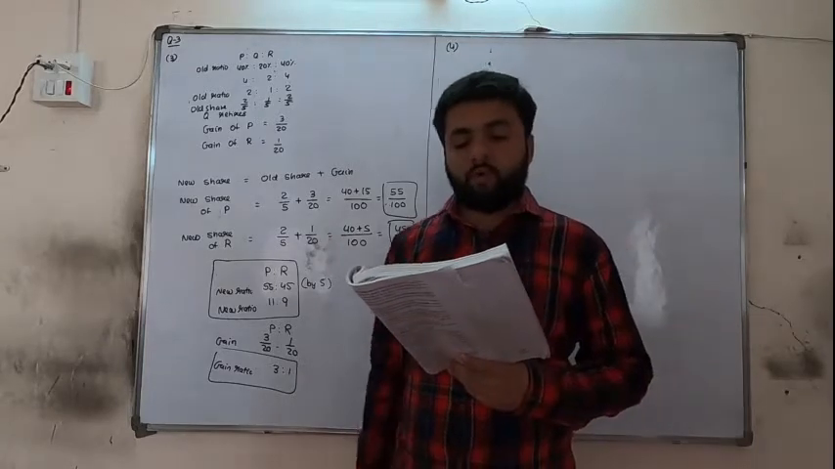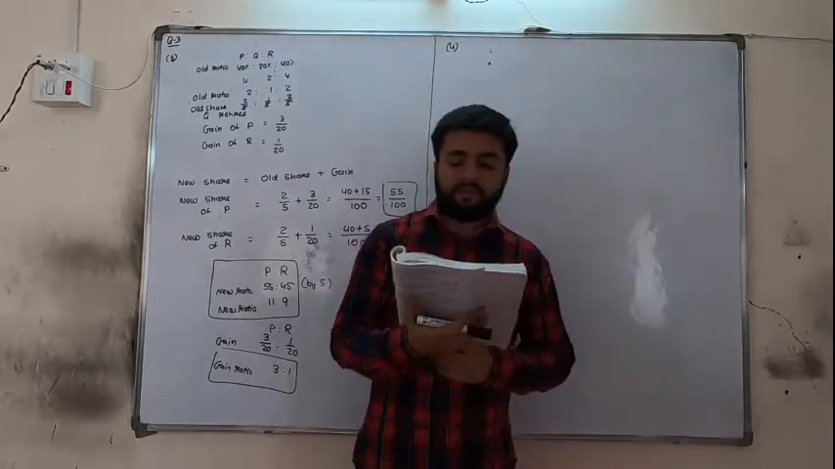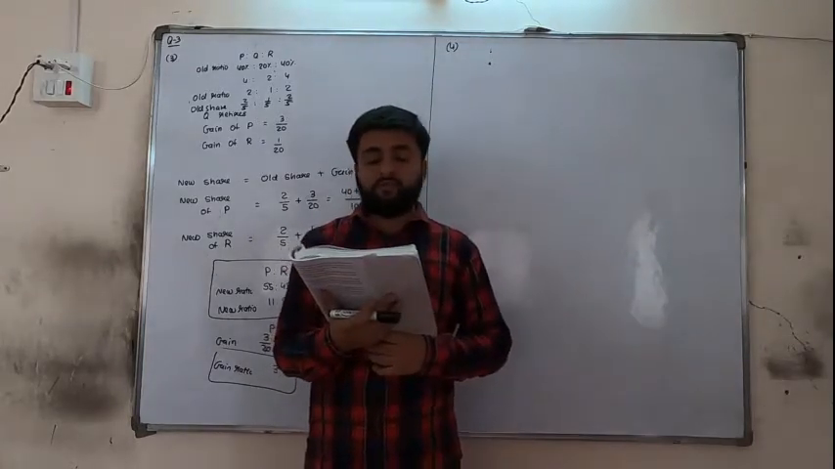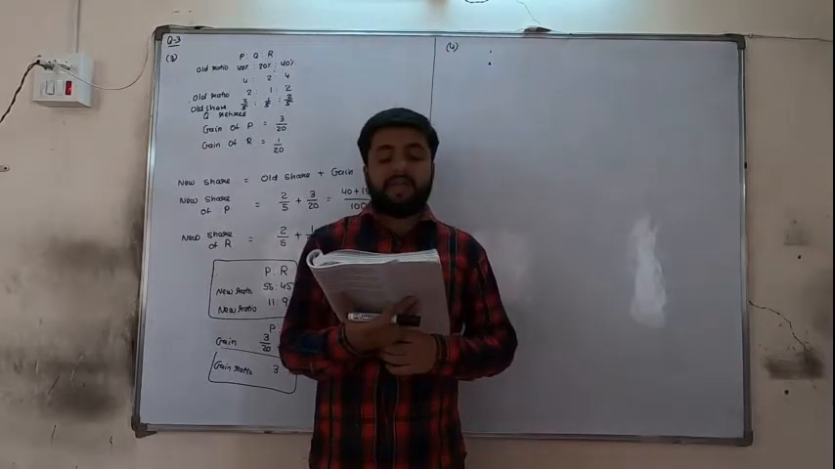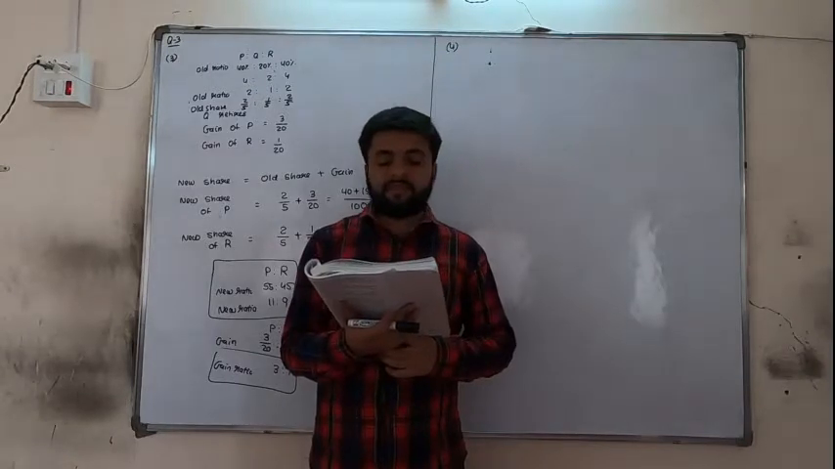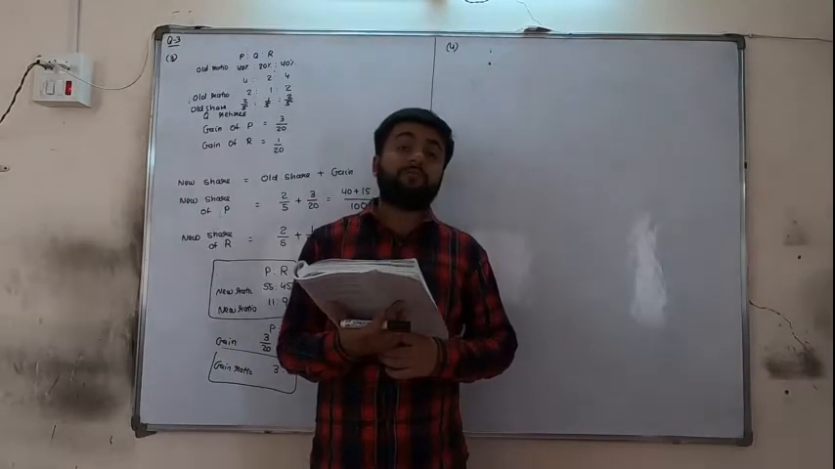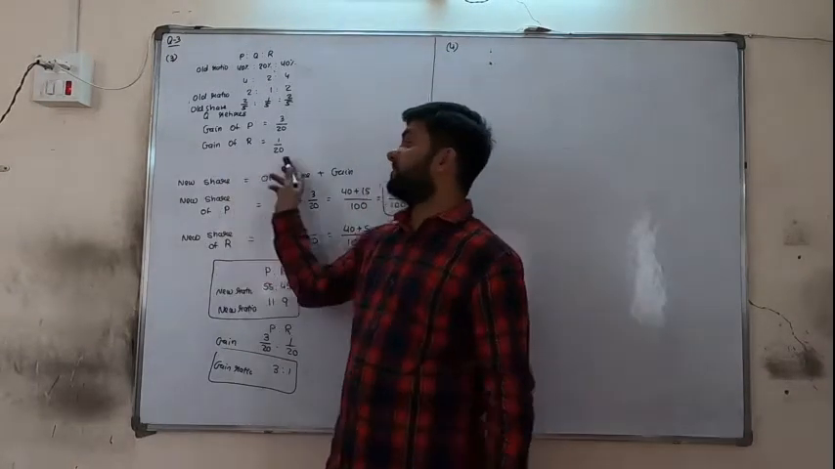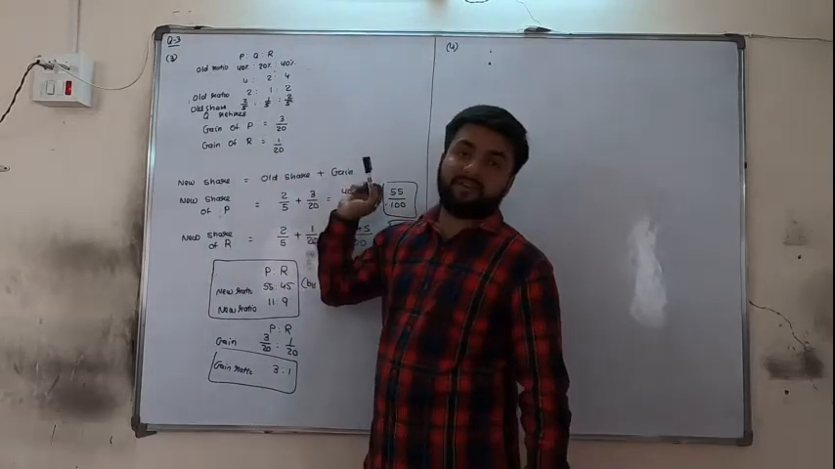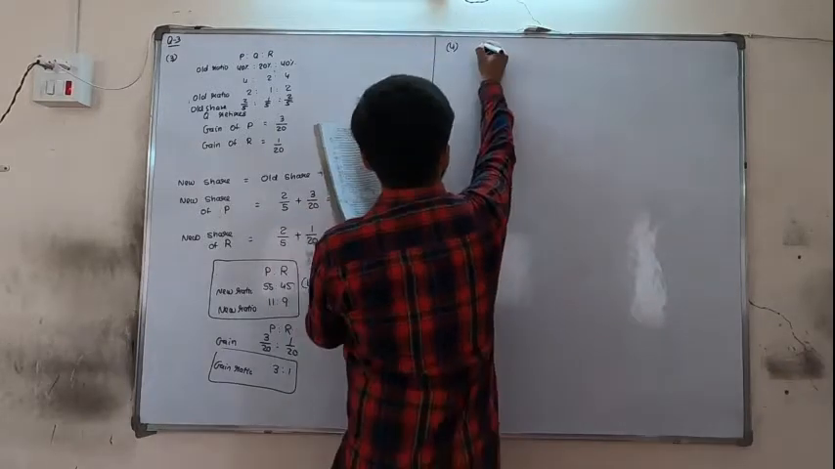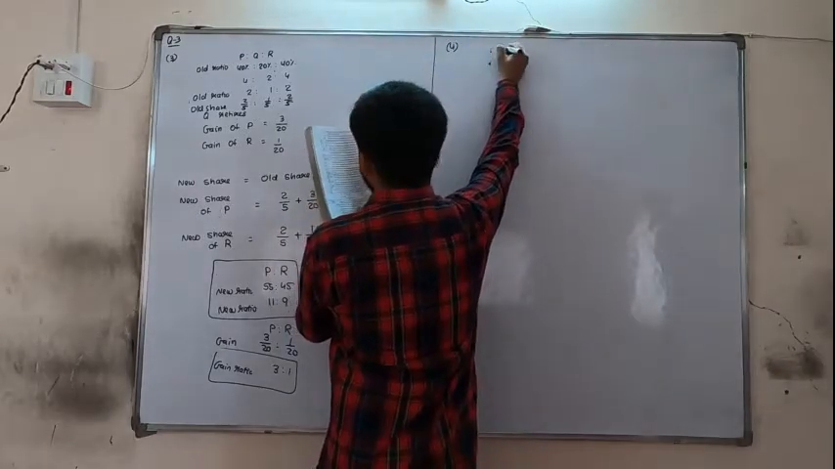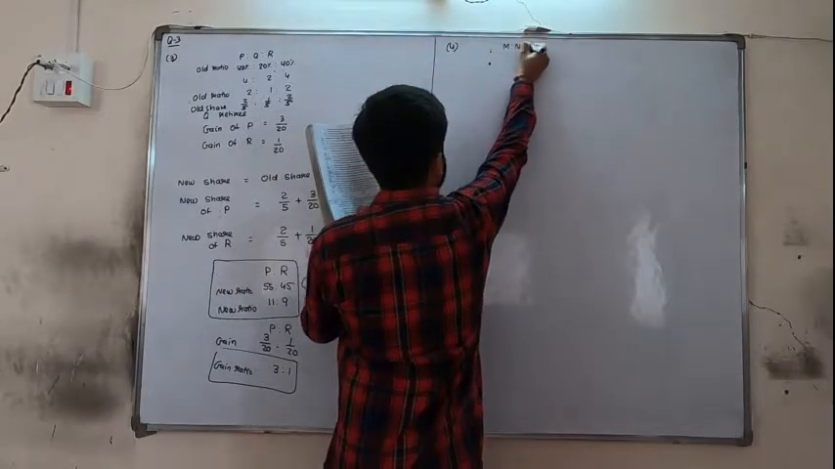M, N and O are partners sharing profit and loss in the ratio of 3 is to 2 is to 1. Old ratio is given. M retires, retiring partner is given. N is acquiring 1 by 10 from M's share and the balance is acquired by O. So gain of O is not given. See here gain of both are given. Here it is not given, so we will find.